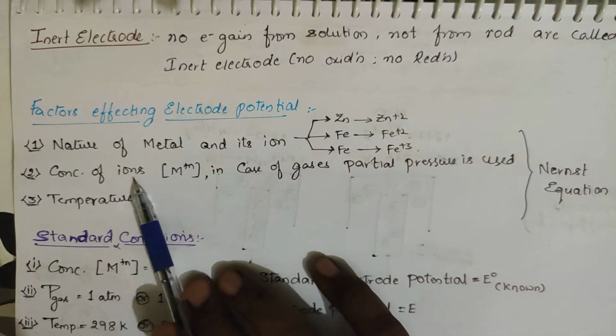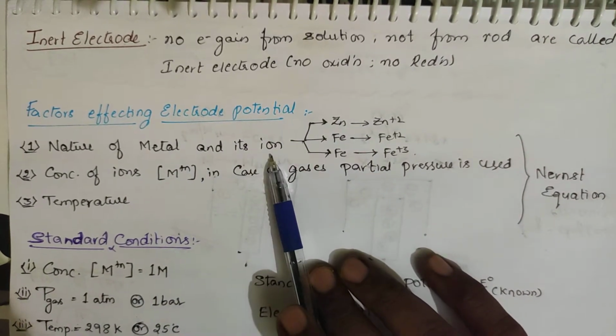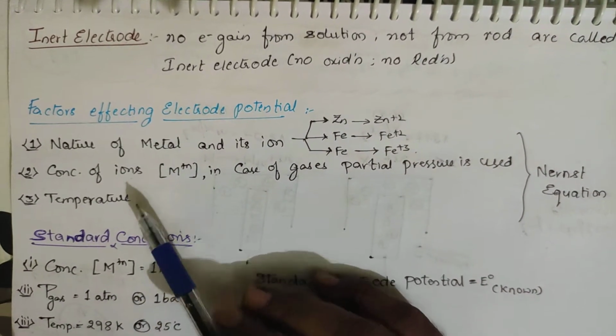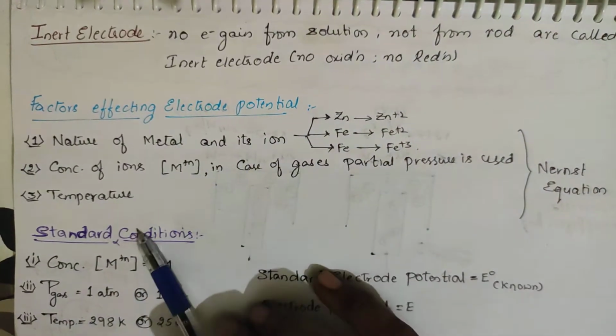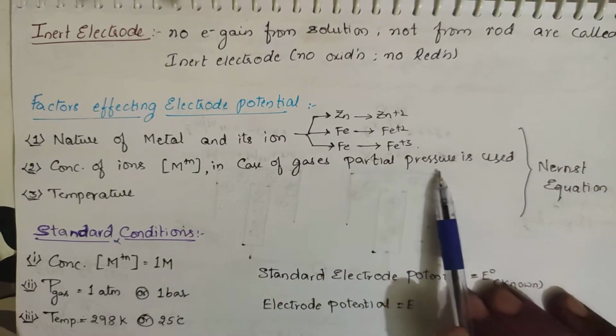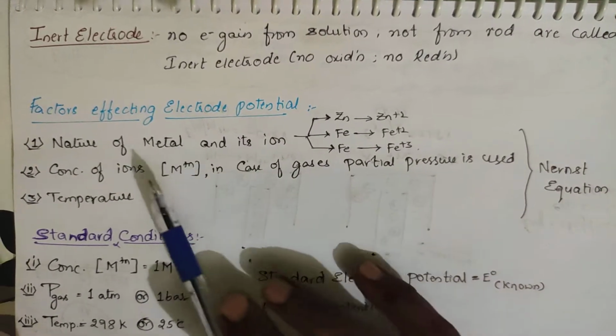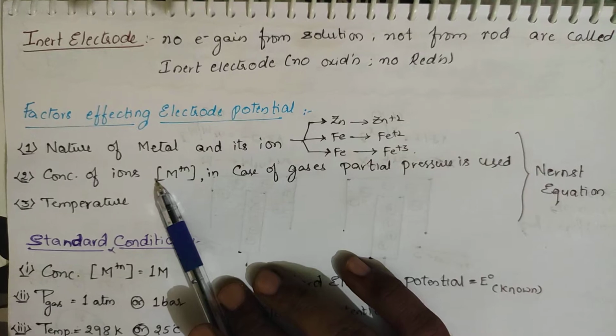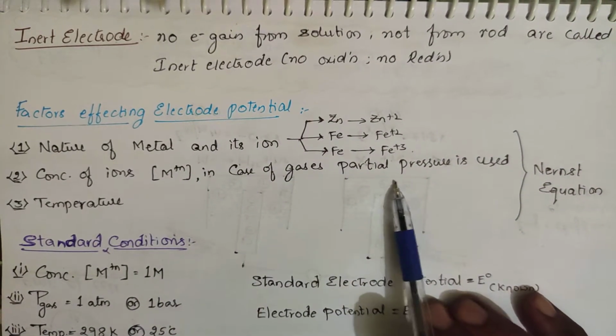It also depends on the concentration. The previous point was only about the type of the ions. This is about the concentration of ions, how thick, how many ions are present in a given volume. So it depends upon the concentration of ions. In the case of gases, it is taken as partial pressure. In terms of ions, it is concentration, and with respect to gases, it is partial pressure.